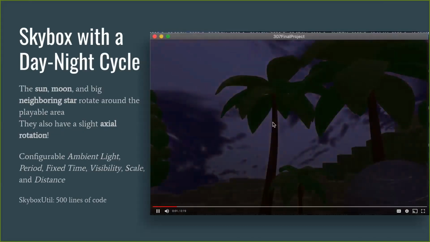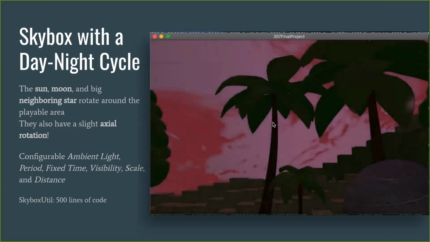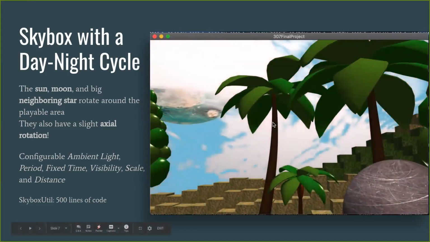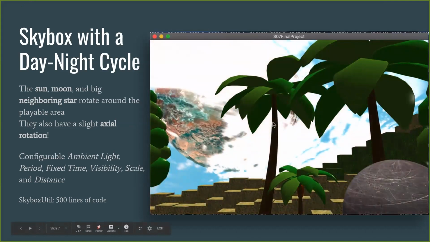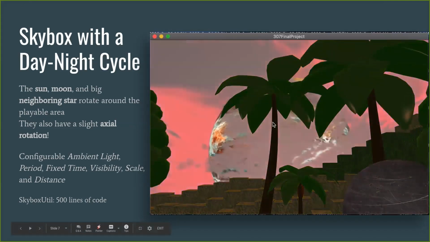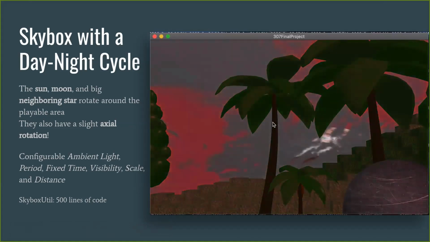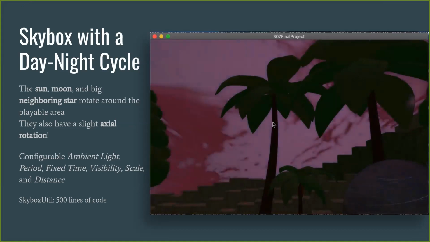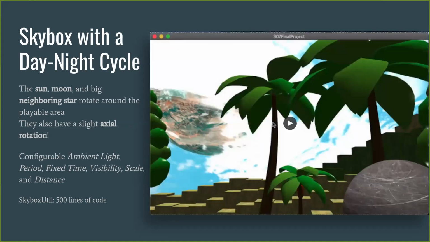The skybox contains a day and night cycle. The sun, moon, and the big neighboring star rotate around the playable area. They have a slight actual rotation to mimic their actual behavior in real life. They have configurable ambient light, period, fixed time, visibility, scale, and distance. The total Skybox util class contains 500 lines of code.